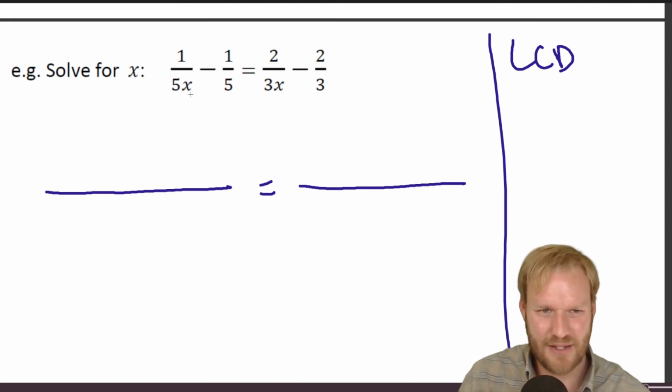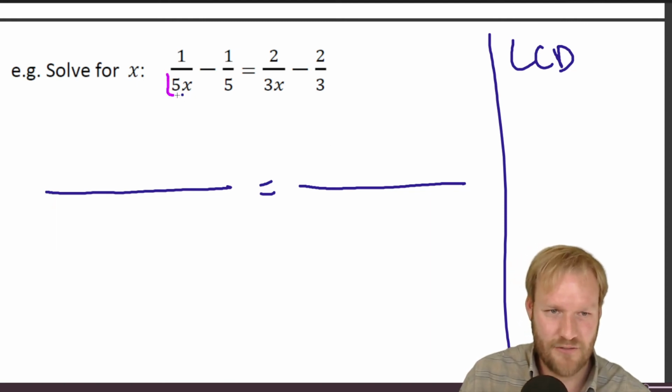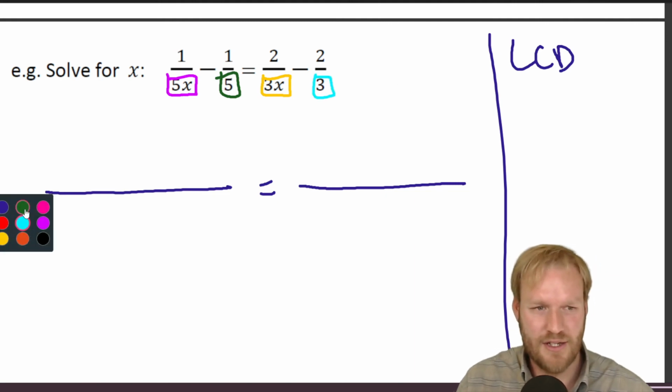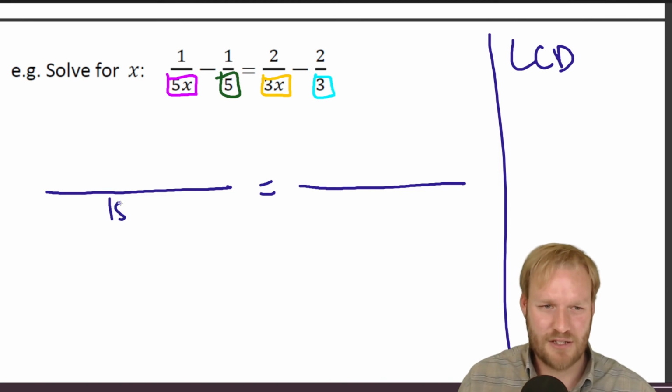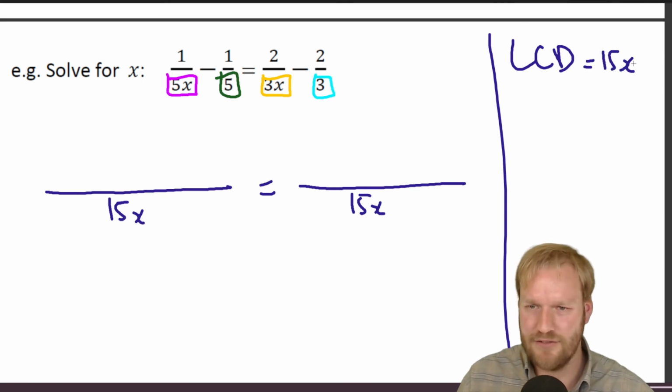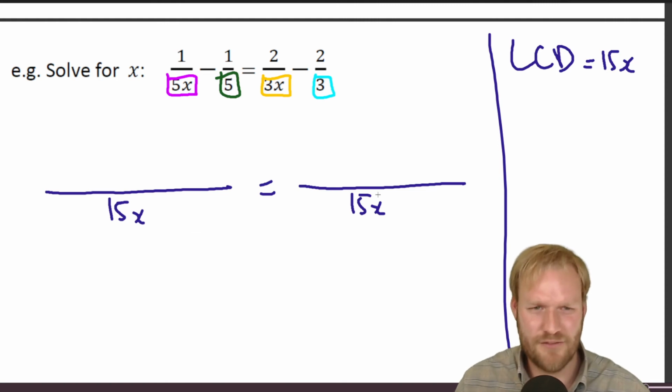Well, 5x needs to go into it, 5 needs to go into it, 3x needs to go into it, and finally 3 needs to go into it. And that thing that they all go into must have a 5 and a 3, so 5 and 3 is 15, and it must have an x. So I'm going to go for 15x as my LCD, and I'm going to write it over here, 15x. It's captured over here by our fractions.